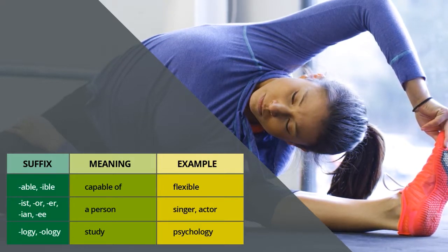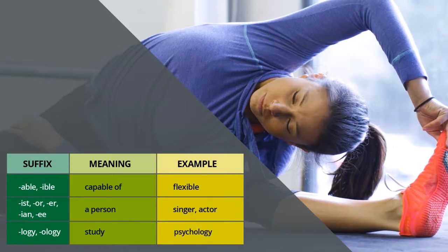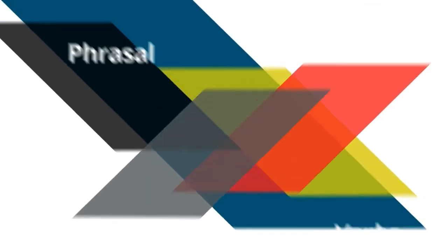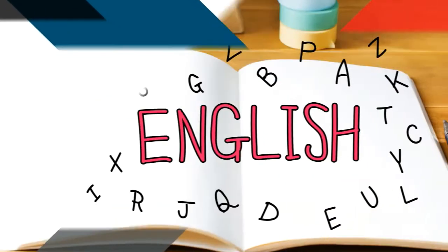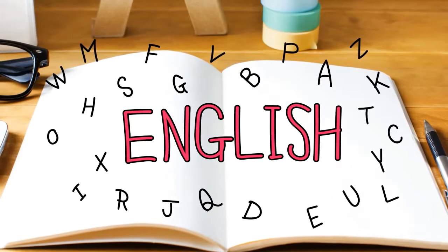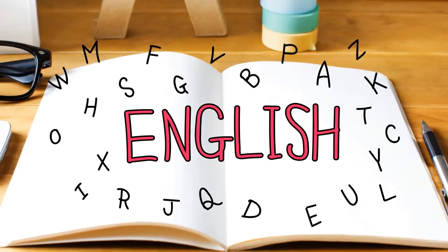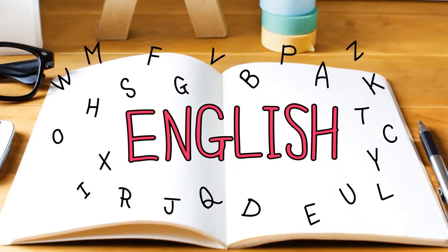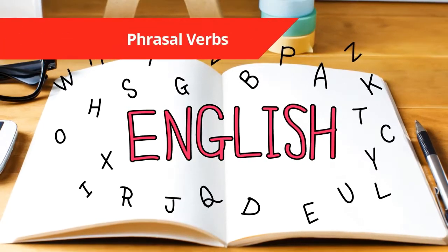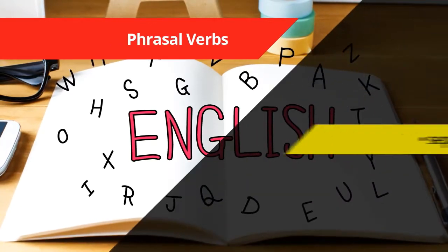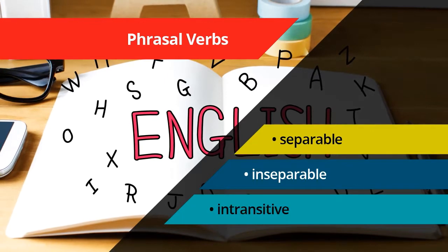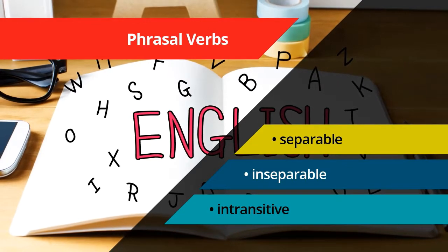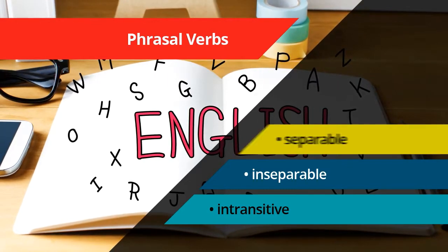Logy, ology, study, psychology. Idioms are a difficult but often entertaining part of learning the English language. Idioms are a combination of words that are not easily understandable from the meaning of each word. Here we will focus on idioms that are phrasal verbs. Phrasal verbs can be separable or inseparable. Some are also intransitive. In most cases, you have to memorize which phrasal verbs belong in each group.